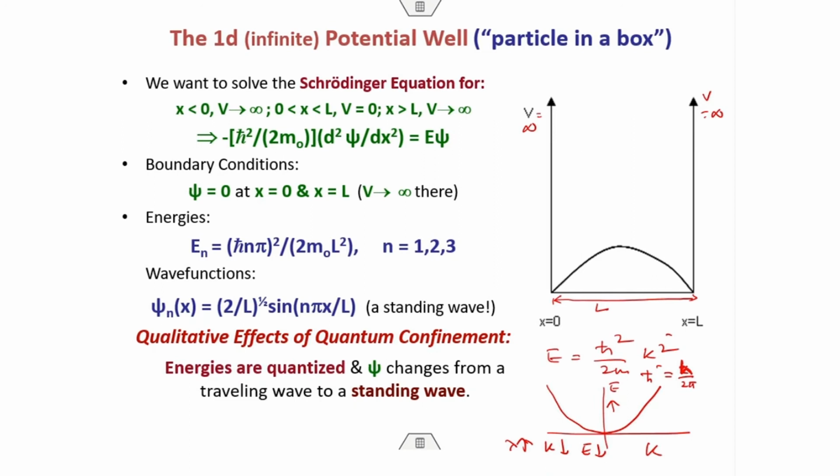So, once you know En, then you can easily get the wave function, and the wave function is root of twice by L, sine n pi x by L. This is nothing but a standing wave, right. So, energies are required to be quantized by the value of n, and psi changes from a travelling wave to a standing wave. That is what is taught to you in your class 12 or maybe in the first year of your physics, at the basic level of engineering or science, right.